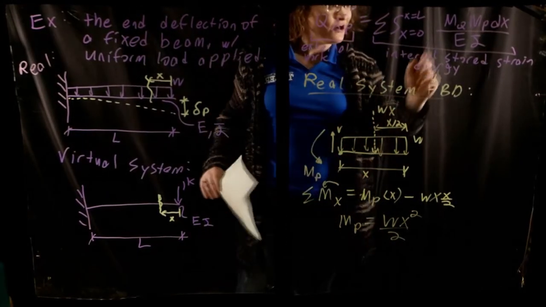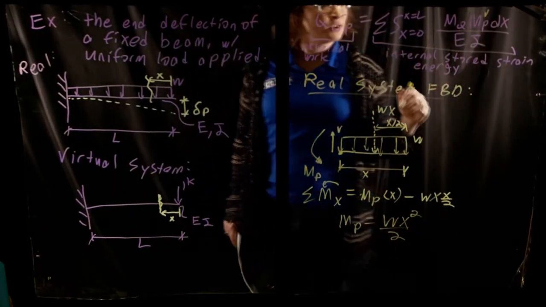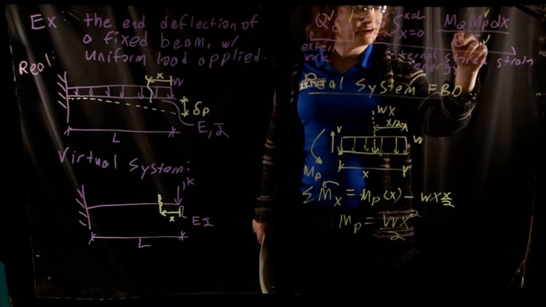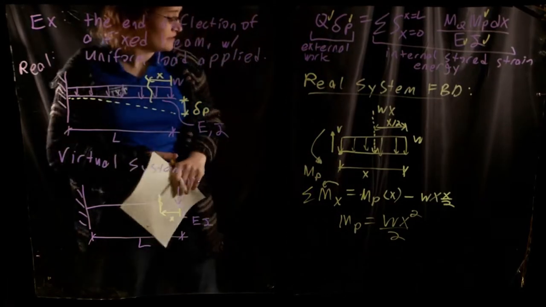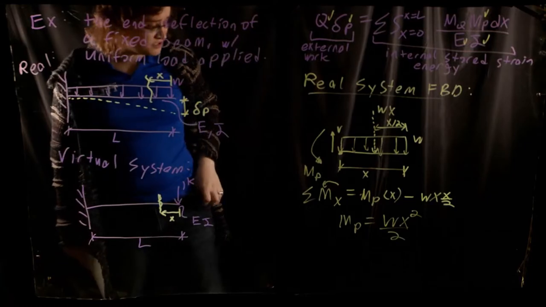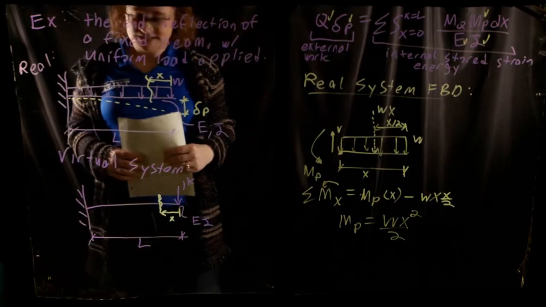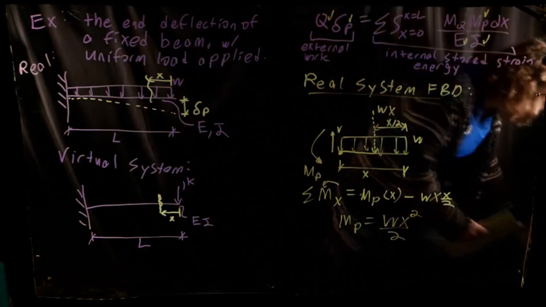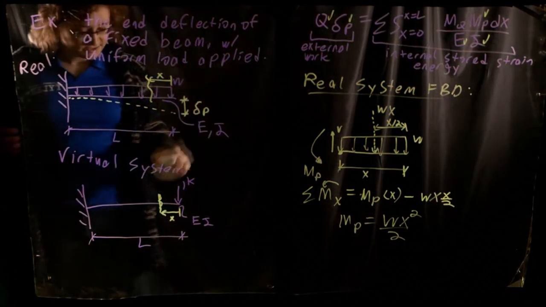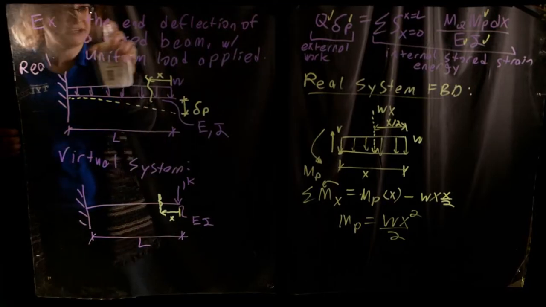Okay, so we now have our MP. And of course, we have our delta P, we have our Q, we have our E and our I. Well, we're just leaving them in terms of EI for this calculation. So next, what I want to do is look at the virtual system and derive a moment expression for that one. So I'm going to leave the virtual system here.